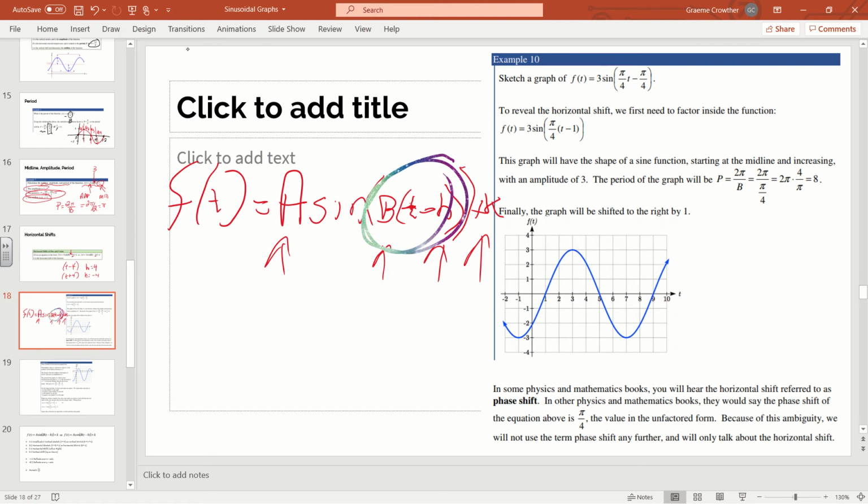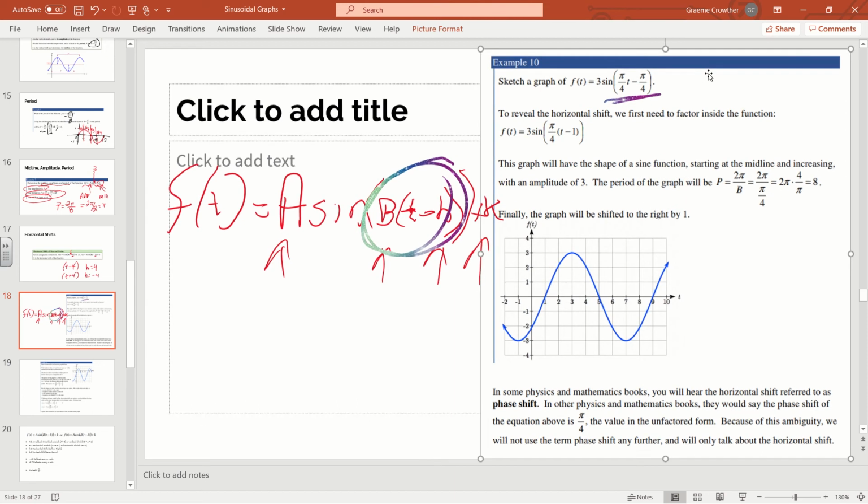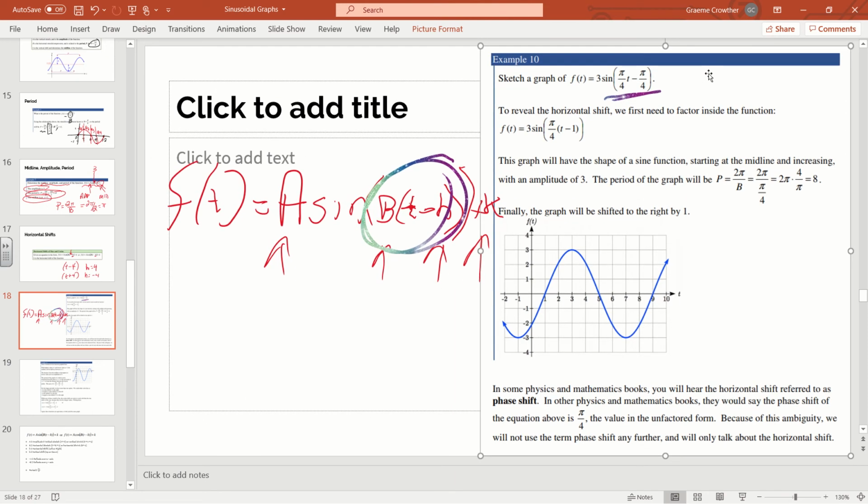So I am not right now in that current form of b times t minus h. So I have to factor the function. The greatest common factor of both of those is pi over 4. So when I factor out pi over 4, I'm left with the t minus 1. Now I have a b value of pi over 4 and an h value of 1, and now I can work with and sketch a graph.